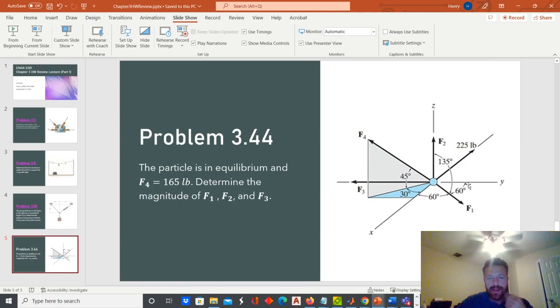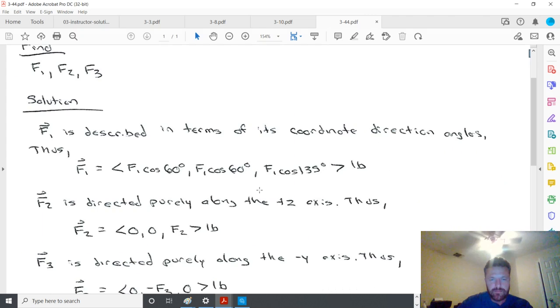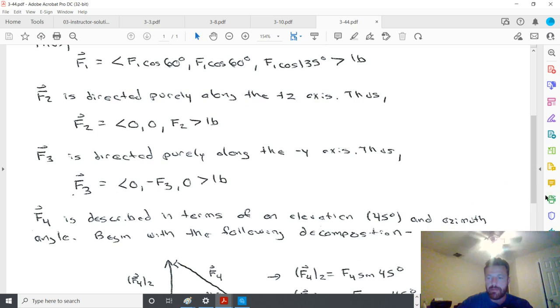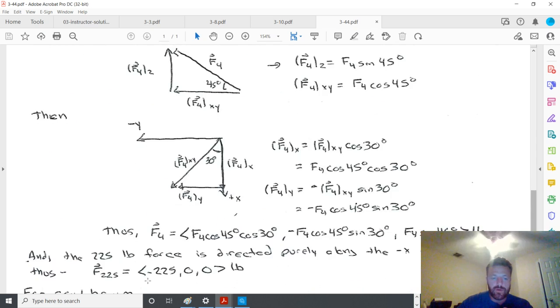Now, what we notice is that a lot of the other vectors are pretty simple. F2 and F3, along with the 225-pound force, are just aligned purely along the coordinate axes. So the only mistake you can make here is not being careful with your signs. Note that F2 is in positive z, however, F3 is in negative y, and the 225-pound force is in negative x. So when you actually show the decomposition there, make sure that you put in the negative signs appropriately for F3 being along negative y, and for the 225-pound force being along negative x.